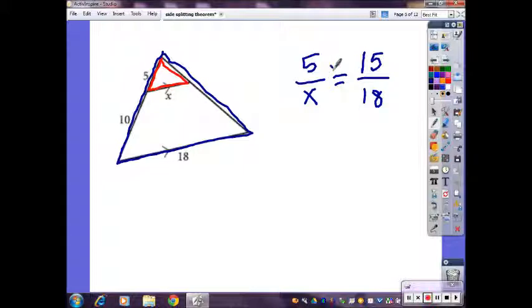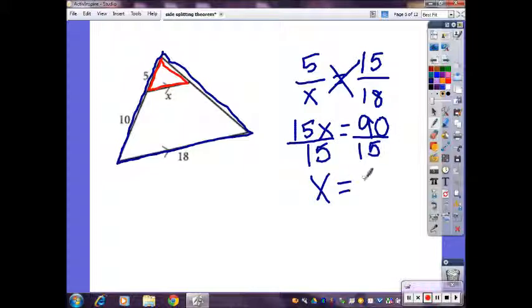And then I cross multiply and solve. So this would be 90 equals 15x, divided by 15, and x equals 6. So those are two application problems of the side-splitting theorem. I hope this made sense.